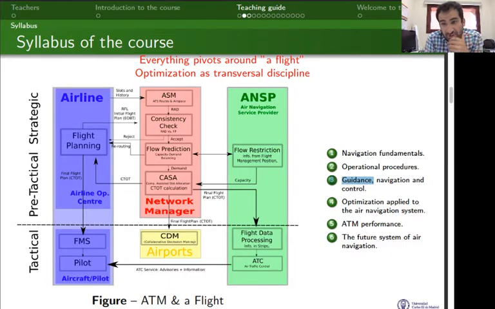Then, as I was mentioning, optimization. Most of the labs are going to be dealing with optimization. We're going to solve a flow management problem, a conflict detection and resolution, an arrival manager, and then we'll finish with ATM performance, a way of measuring whether the system is working better or worse in terms of safety, in terms of efficiency, in terms of environment, in terms of capacity, right?